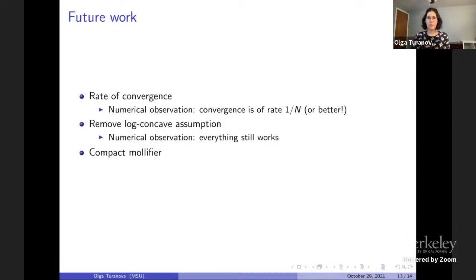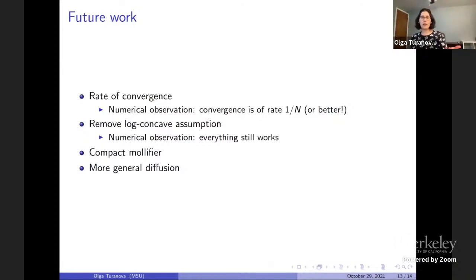Great. So here, this is great from the question that you asked. We want to see what happens if you use a compact mollifier, to really make sure that the bees can only sense in a certain radius. And more general degenerate diffusion, that's also another interesting question.